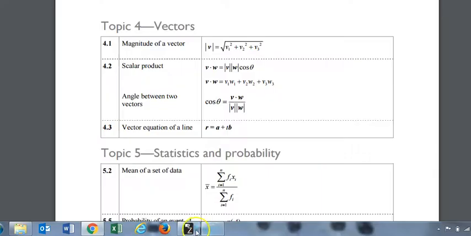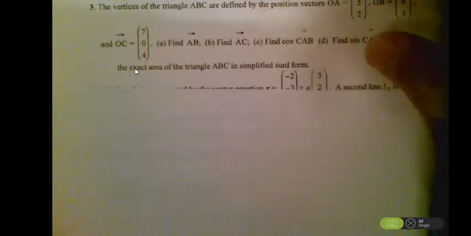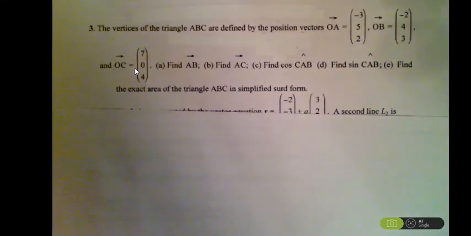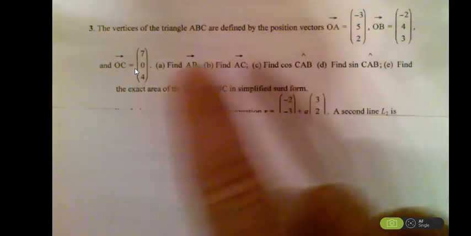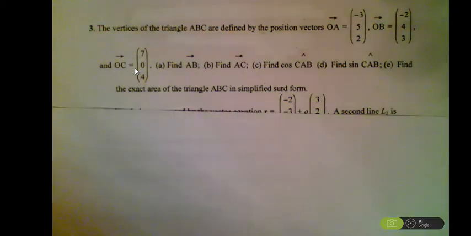All right, looking at worksheet B for chapter 12. There we go. So we're going to be looking at numbers 3, 4, and 6 for the video. So starting off here with number 3. They're giving us a triangle and they're identifying all the vertices by those three vectors for OA, OB, and OC. So first one is just find vector AB.